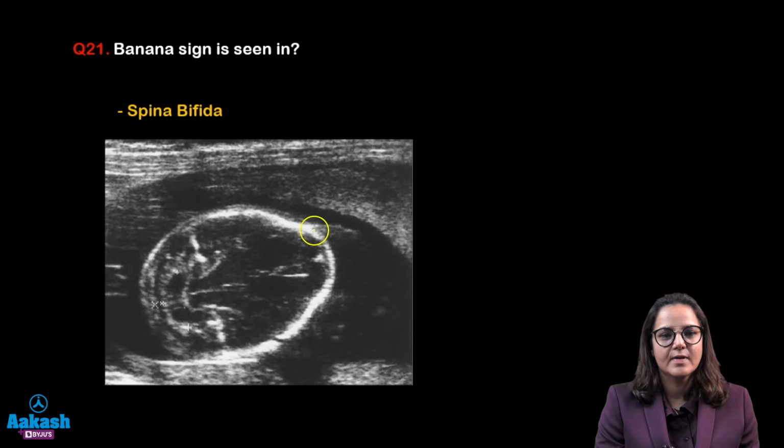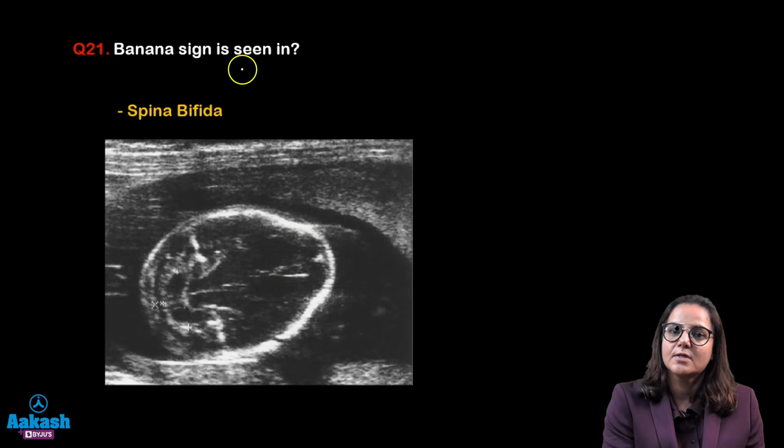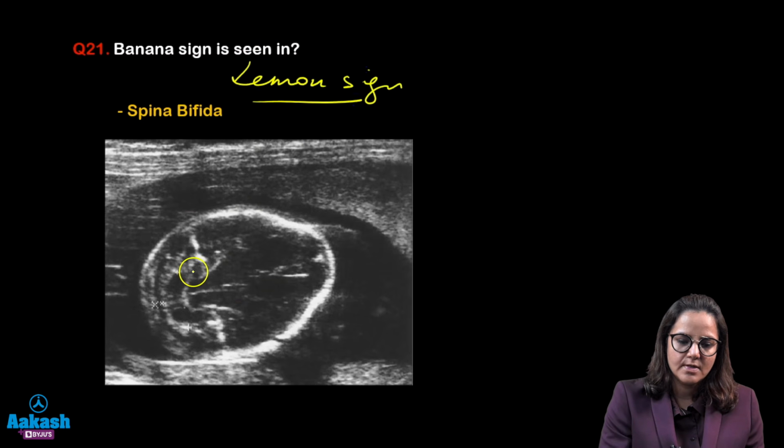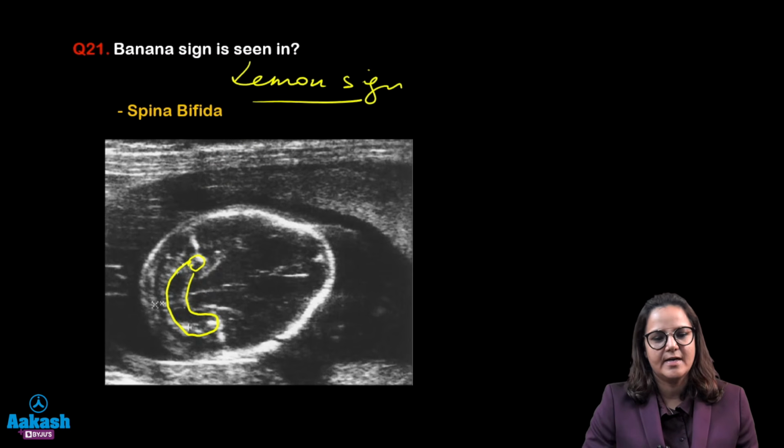Banana sign is seen in. So banana sign is seen in spina bifida. Also another sign which is seen here is your lemon sign. So this is the ultrasound and this is the typical appearance of the banana. So this is seen in spina bifida.